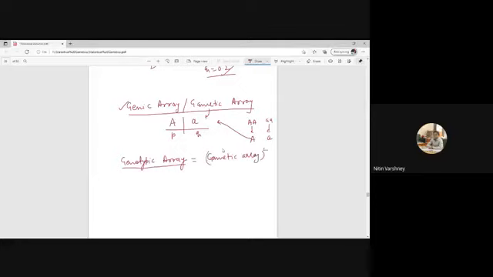Gametic array whole square. See, if I put simply capital A plus small a whole square, then this will be capital A, capital A small a, and this will be twice and small a, just like a plus b whole square. So this is what? Genotypic array.